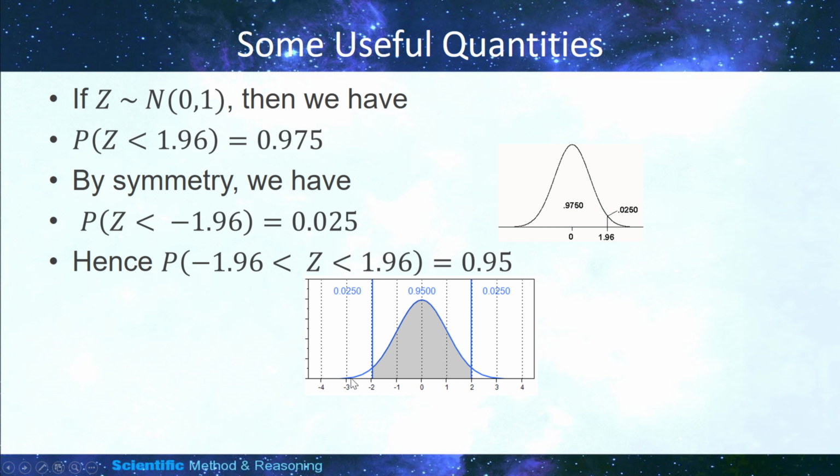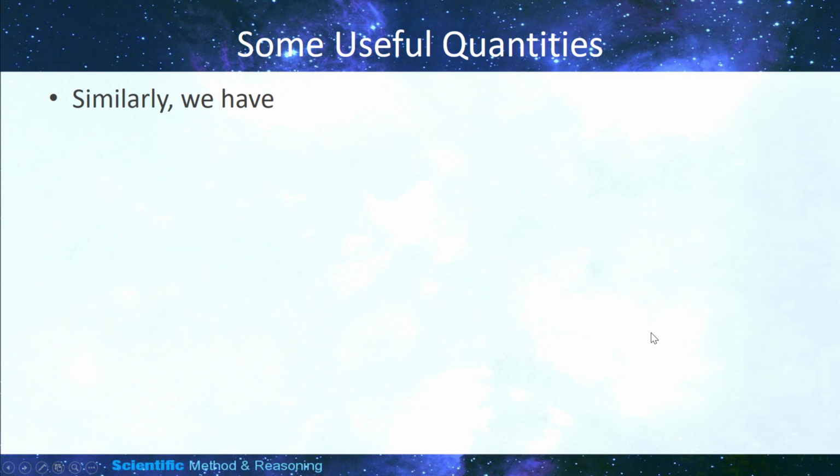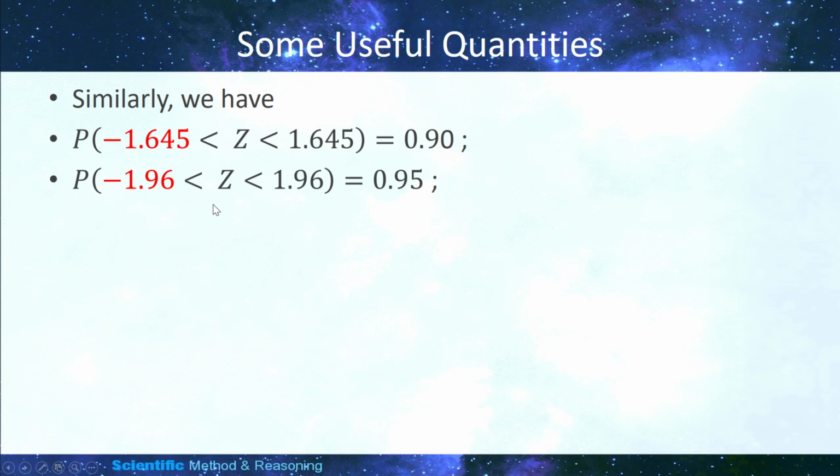Okay, because we have 0.025 on the left-hand side and 0.025 on the right-hand side. Similarly, if we have 90% in the middle, then that quantity becomes minus 1.645. If we would like to have 95% probability in the middle, then that quantity becomes minus 1.96. And 95% would be most commonly used, and therefore sometimes 1.96 is also called the magic number in statistics.